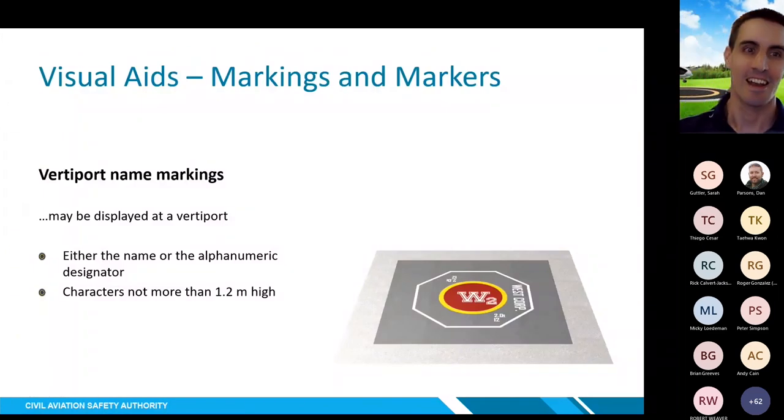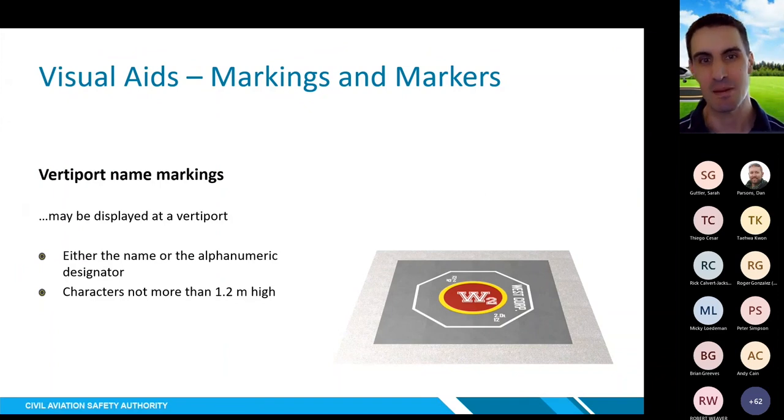Okay, another way to identify the vertiport may be using a vertiport name marking. This can be an actual name or it can be its designator. Characters should be not more than 1.2 metres in height, and if used at night, should be illuminated. There are no other restrictions on the location or the font or the colour or the orientation.